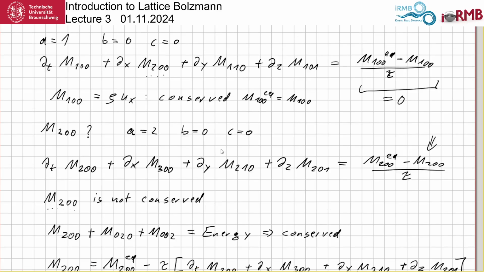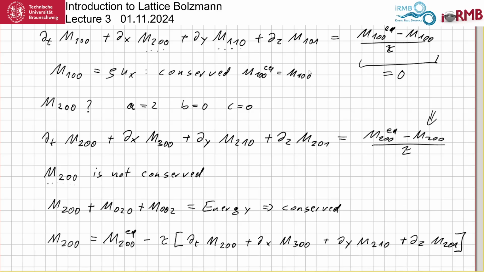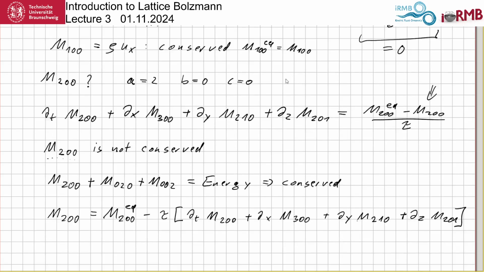I'm not completely sure whether this is on the screen. This and this. So we have to get the three different moments, right? M200, M110, and M101. These are the guys that we need. So we can write the other equations in the same way. Because this is so simple now, this is just a structure, you can just do this by equivalence.